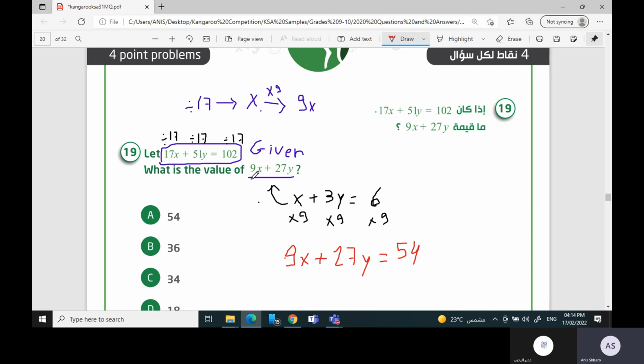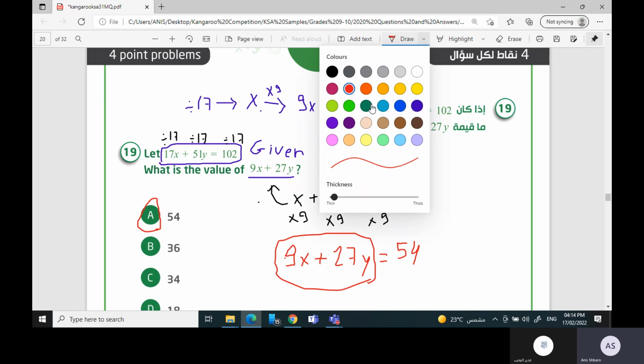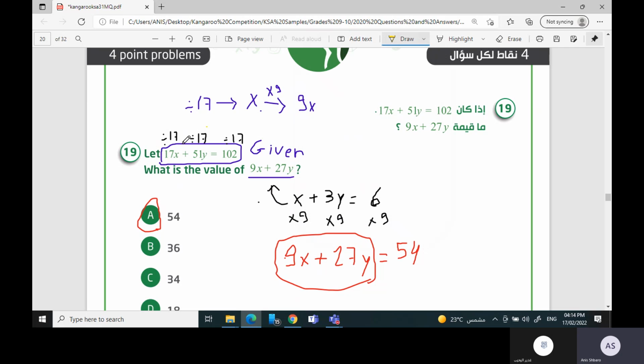Now let's relate to the question. 9x plus 27y, 9x plus 27y. Okay, we are done. It is equal to 54. So directly, we're going to choose the right answer. It's an easy question. So of course, we're going to repeat it fast. First of all, our plan was to relate both quantities. So don't look at the y now. Let's fix the x, and hopefully everything will be fixed automatically.